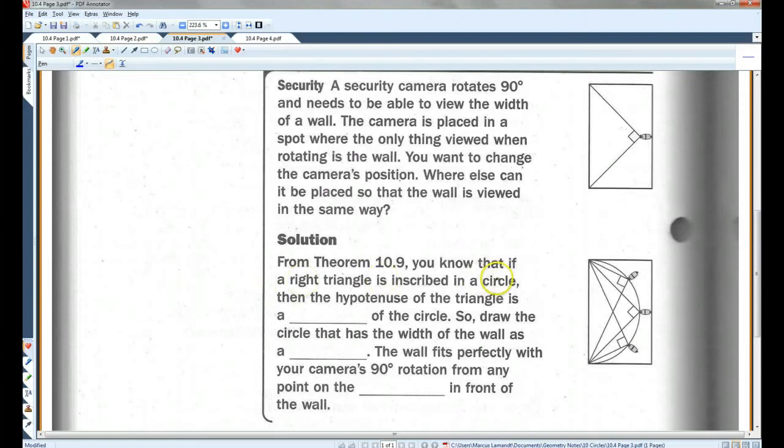Okay, from Theorem 10.9, you know that if a right triangle is inscribed in a circle, then the hypotenuse of the right triangle is a diameter of the circle. So draw the circle that has the width of the wall as a diameter. And they're actually nice enough to draw it for us. The wall fits perfectly with your camera's 90-degree rotation from any point on the semicircle in front of the wall. So you could place the camera at any one of these 3 points and you can still get the whole wall.